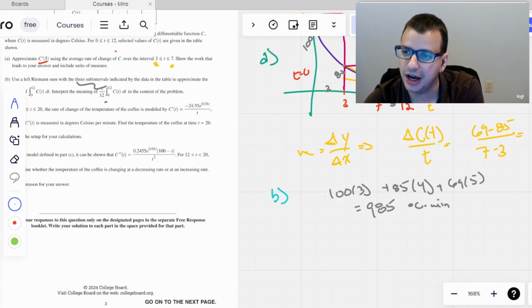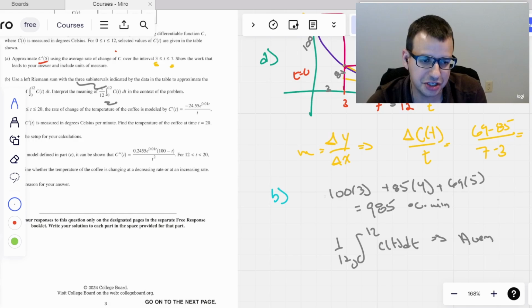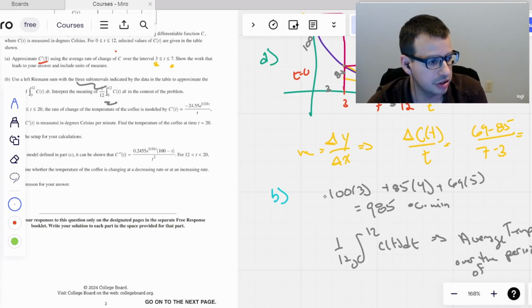Then we want to interpret the meaning of 1/12 times the integral from 0 to 12 of C of t dt. So this is the average temperature over the period of 0 less than t less than 12.